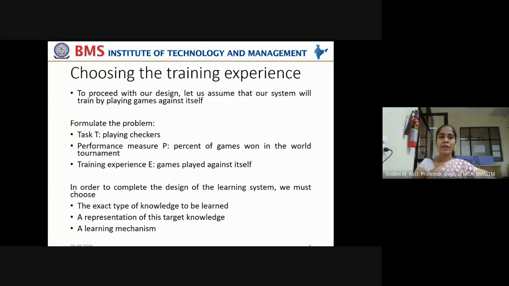Okay, now to proceed with our process of designing a learning problem, let us assume that our system will train by playing games against itself, okay? Not with a human opponent or a human champion. Now, let us formulate the problem. How do we formulate the problem? By defining what is the task, what is the performance measure, and what is the training experience.